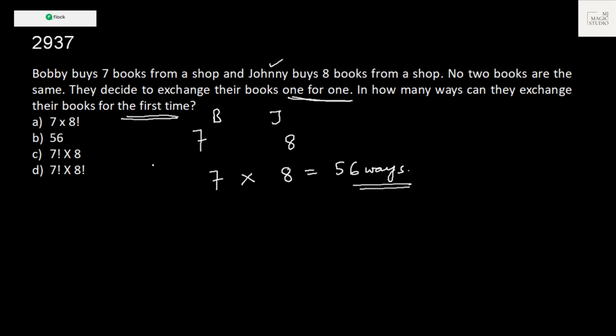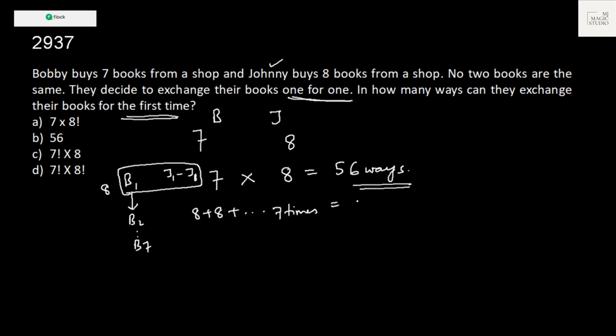Like suppose B1 is offered. So against B1, J can offer J1 to J8, anything. That means here we can have 8 cases. Such types of 7 books are there with B. So 8 plus 8 plus 8 plus 8 plus 8, 7 times, that will also give us the same thing, that is 7 into 8, 56 ways. Option B is the pick.